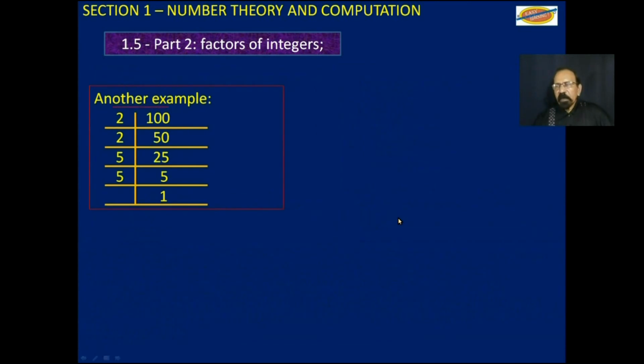Now let's take another example, 100. If we divide 100 by 2, we get 50. We divide that 50 by 2, we get 25. We divide that 25 by 5, we get 5.